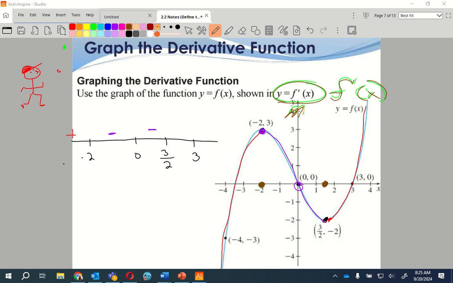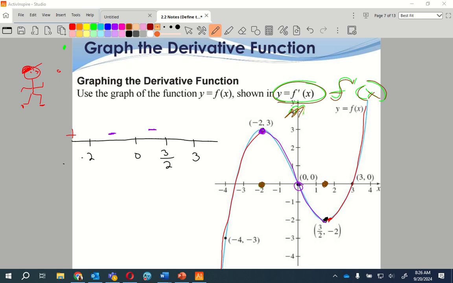So my slope is 0 right there. Now, along with that, all this over here on the left side is going to be positive, isn't it? It's all positive, so that means everything is going to be above my x-axis here. It's above the x-axis because it's all positive slopes.